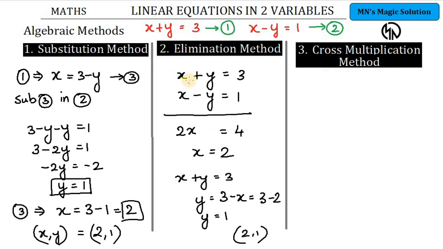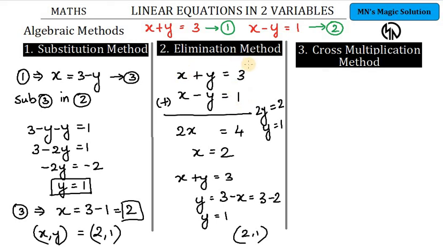For these two equations, when we added both, which one got eliminated? y got eliminated. If we had subtracted, x would have been eliminated. If we had subtracted these two equations, what would we have got? x minus x is 0. y minus of minus y is 2y. 2y is equal to 3 minus 1, which is 2. So y is equal to 1 here. So y is equal to 1, and again we would substitute in one of the equations in order to find x.